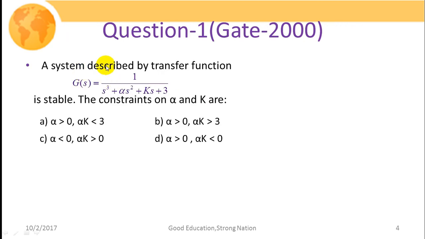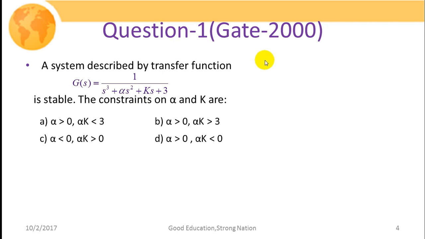In our first question, it has been given that a system described by a transfer function G(s) is equal to 1 over s cube plus alpha s square plus k s plus 3 is stable. A stable system is being given and we have to find the conditions on alpha and k. So without wasting any time, let us create the Routh table for the given transfer function.